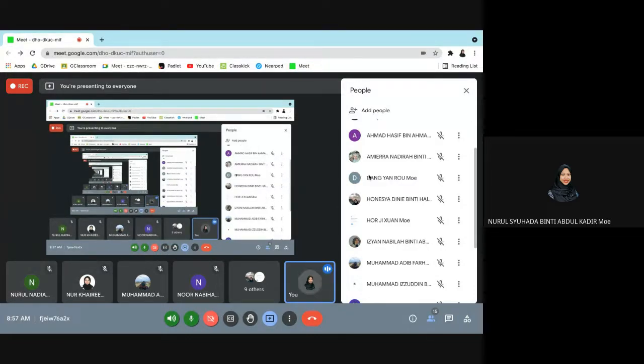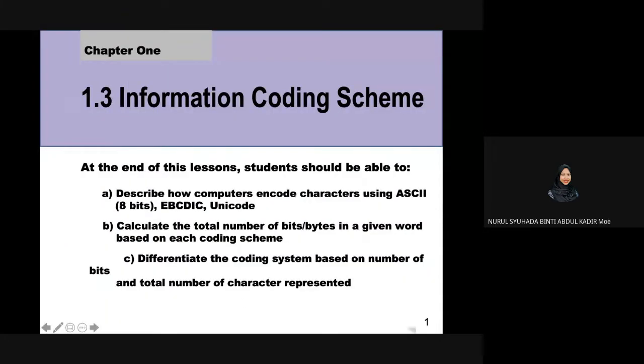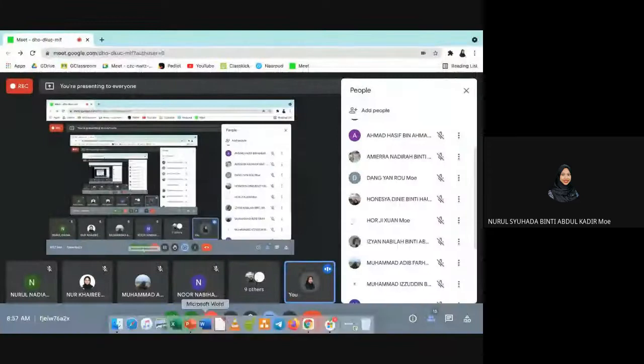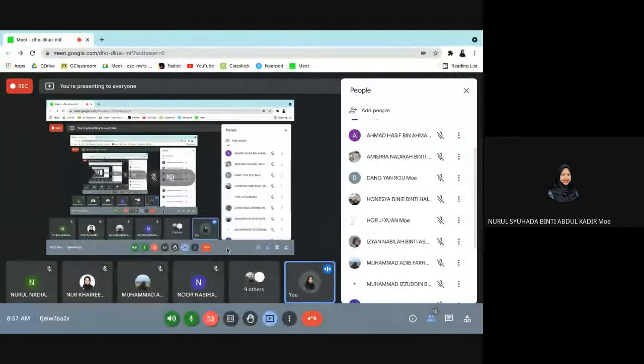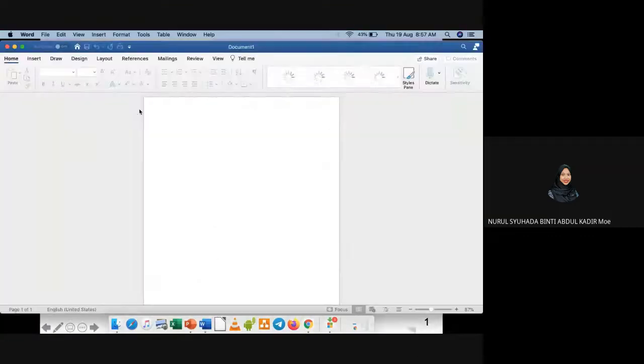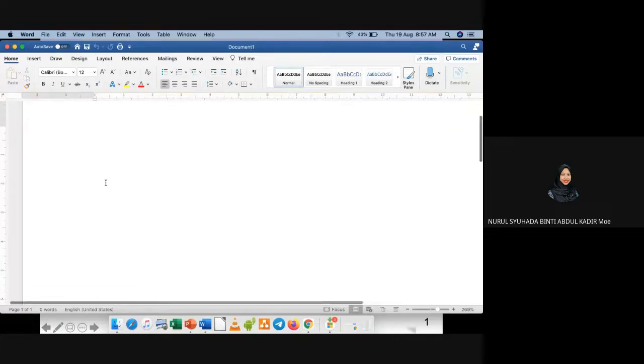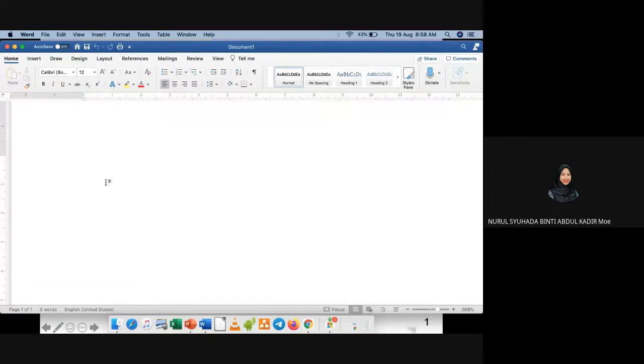Okay, that is 1.2. So if you still remember in 1.2, apa yang kita belajar adalah, first whatever data that we have, it will be converted into the binary and then it will be converted into the state of transistor. Okay, tu sangat berkait dengan apa yang kita akan belajar hari ini.